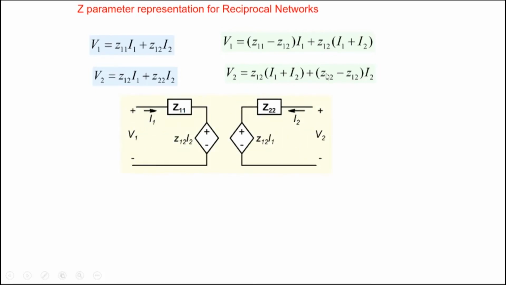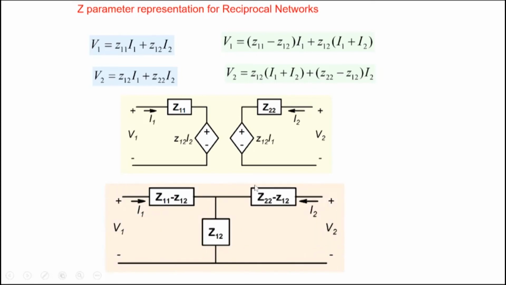And the reason why we are doing it is that this is the conventional Z parameter representation of a two-port network. But if we look at these two equations here, we can represent it in this format here. Z11 minus Z12 is this element here, and Z12 I1 plus I2 here. So we put Z12 here, I1 comes from here, I2 comes from here. And similarly, V2 is Z22 minus Z12 here.